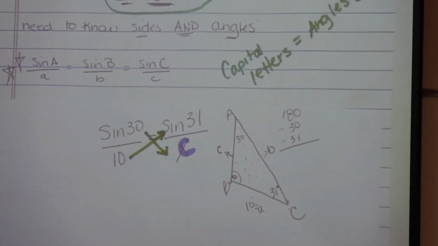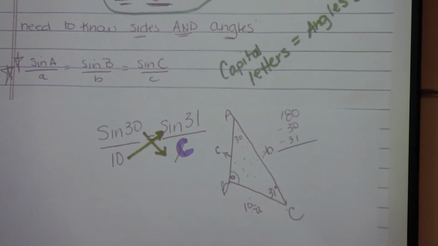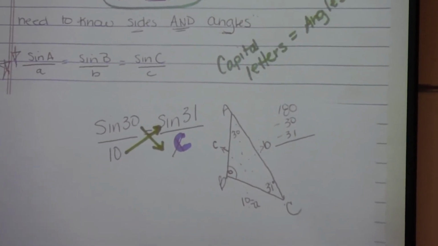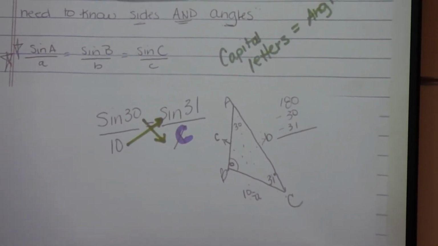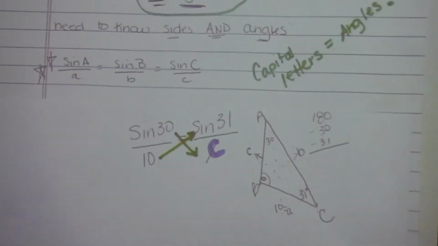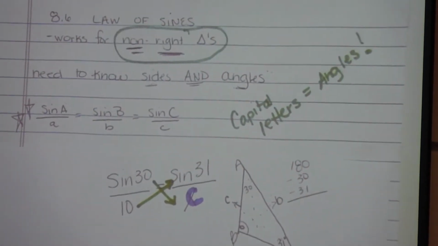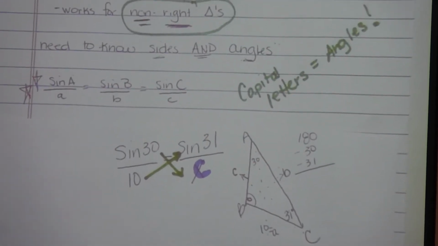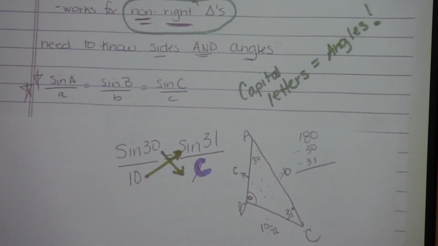Well, this is great because it works for right triangles, it works for non-right triangles. I don't have to pick SOHCAHTOA. I can just use the law of sines every single time if I wanted to, even if it was a right triangle, and I don't need to know which side is my adjacent and which side is my opposite, and I don't have to pick which one I'm going to use.